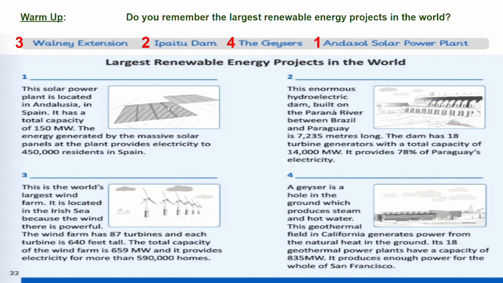The Geysers is here. A geyser is a hole in the ground which produces steam and hot water. This geothermal field in California generates power from the natural heat in the ground. Its 18 geothermal power plants have a capacity of 835 megawatts. It produces enough power for the whole of San Francisco.